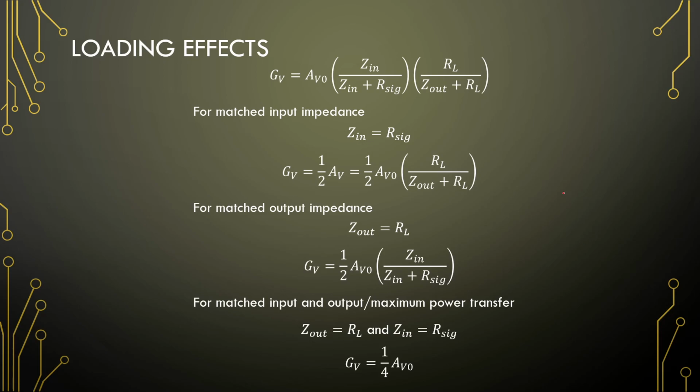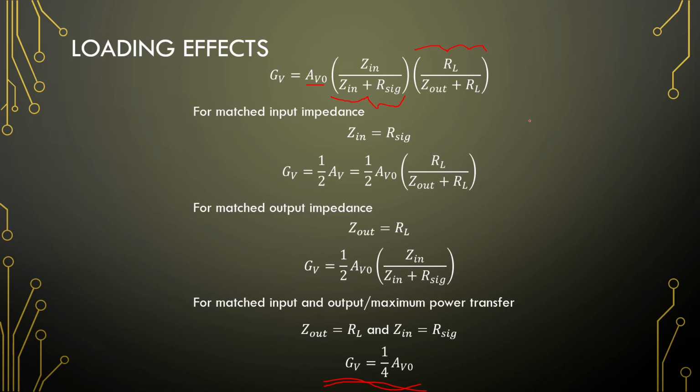Now, loading effects. The total gain of the amplifier is the maximum gain of the amplifier with voltage division on the input and voltage division on the output. So for power matching, R in and R sig will be the same value, and R load and Z out will be the same value, giving you a quarter of the maximum gain.